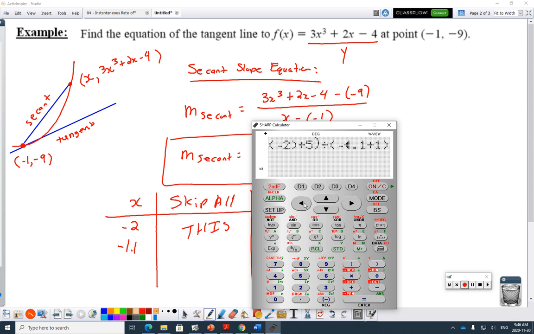All the -2s. I think it happens 3 times. So I got to go back here and get rid of -2 and type in -1.1. Some of your calculators type over nicely. Some insert nicely. It depends on the calculator. You'll just have to work that out.